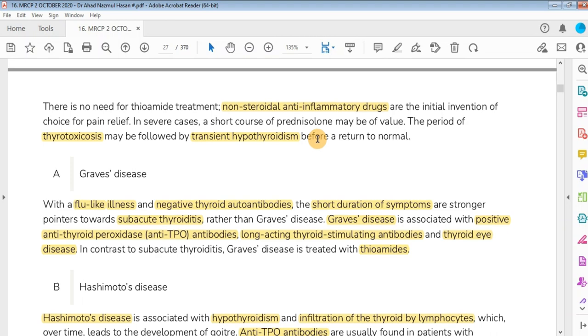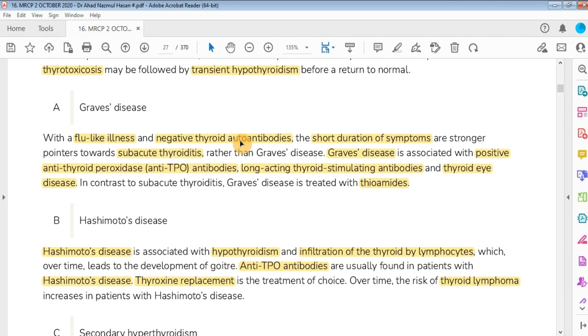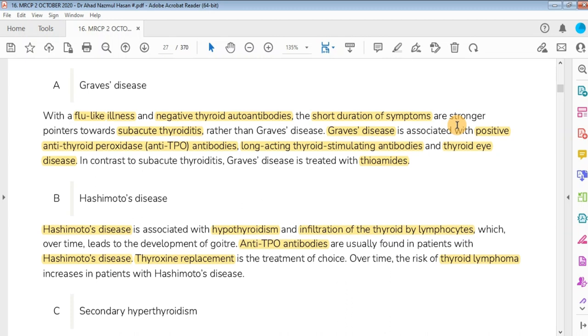Graves is with a flu-like illness, and negative thyroid autoantibodies and the short duration of symptoms are stronger pointers towards subacute thyroiditis rather than Graves disease. Graves disease is associated with positive anti-TPO antibodies, long-acting thyroid-stimulating antibodies, and thyroid eye disease. In contrast to subacute thyroiditis, Graves disease is treated with thioamides.